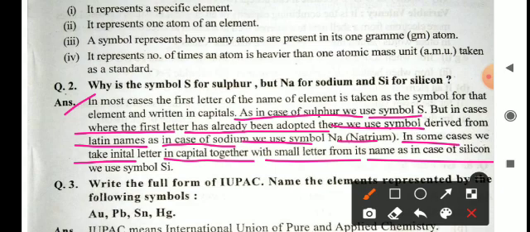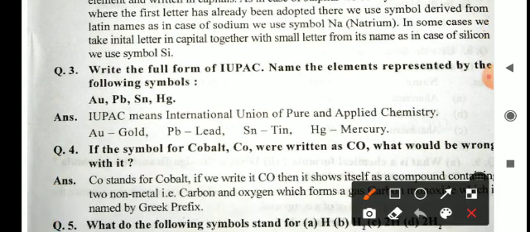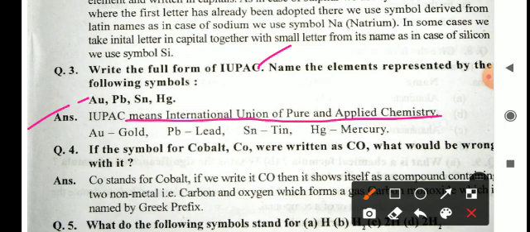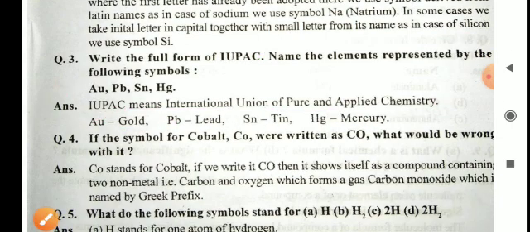Okay, now write the IUPAC name and name the elements represented by the following symbols: Pb, Au, Sn, Hg. IUPAC means International Union of Pure and Applied Chemistry, that is the full form. Au is the symbol for gold, Pb is the symbol for lead, Sn is the symbol for tin, and Hg is the symbol for mercury.